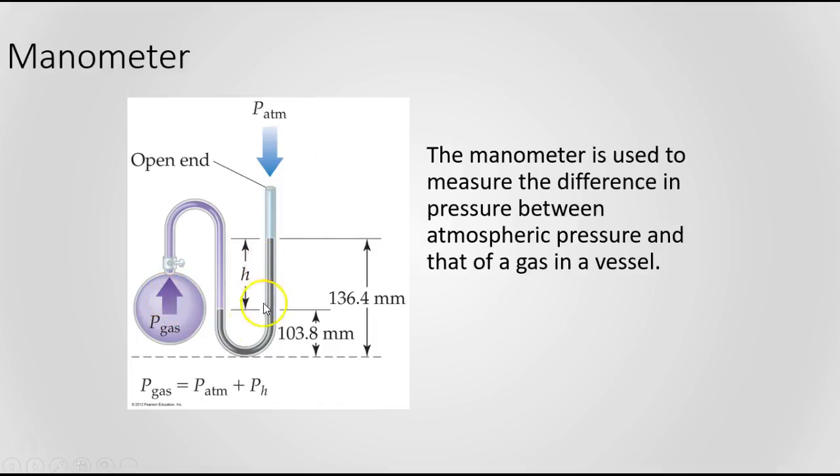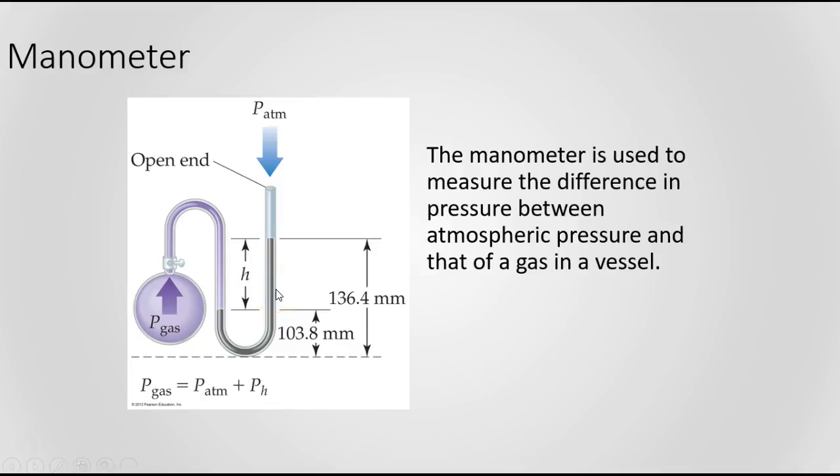If the atmosphere pushes more and pushes the mercury higher on this side, that would mean the atmospheric pressure is higher than the gas pressure. If it's the opposite, like in this picture here, it would mean this gas has a higher pressure than atmospheric pressure. It's winning the push of war. So that's why they're giving me this formula: the pressure of the gas must be atmospheric pressure plus whatever that height difference is.